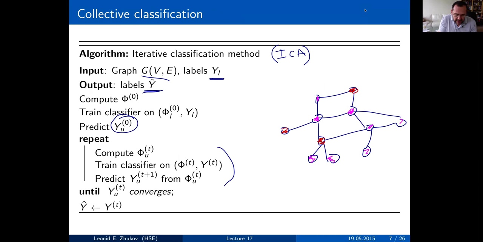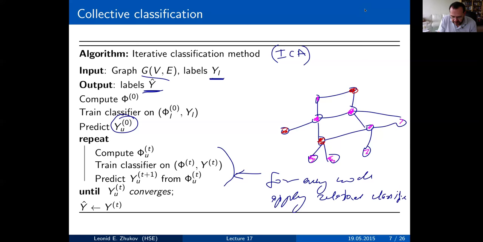So within this loop, for every node, apply this relational classifier. So for every node, apply the relational classifier. That's what this thing does.